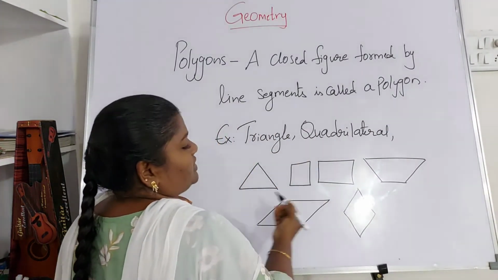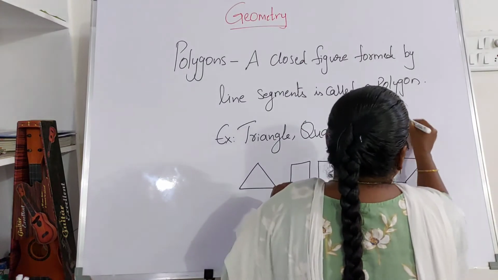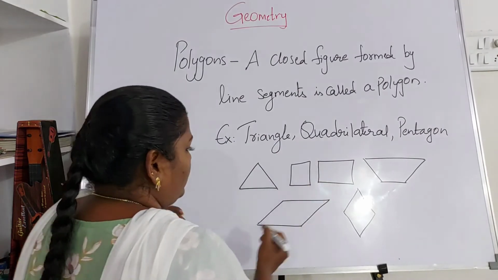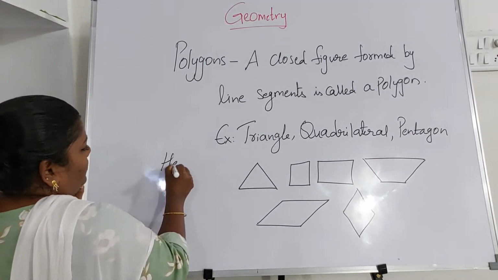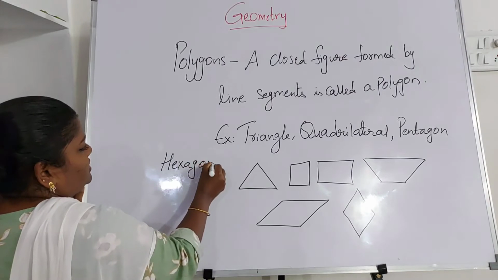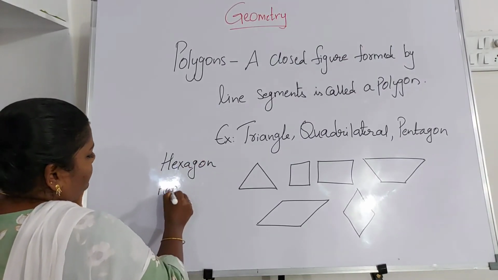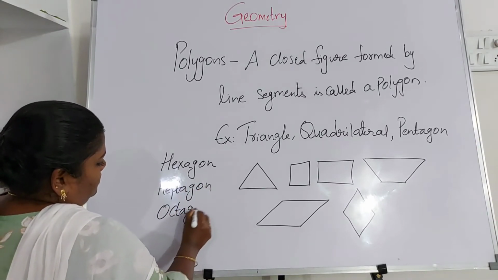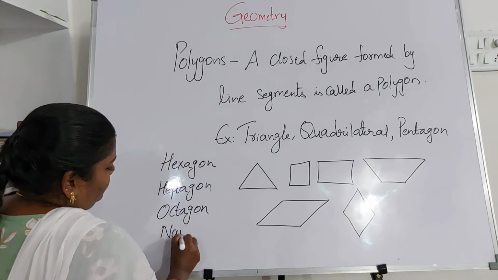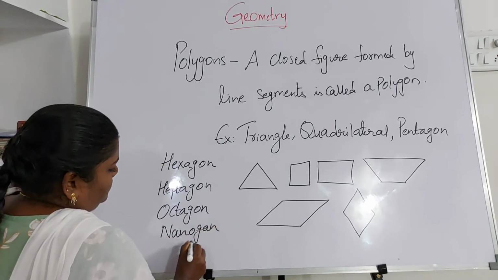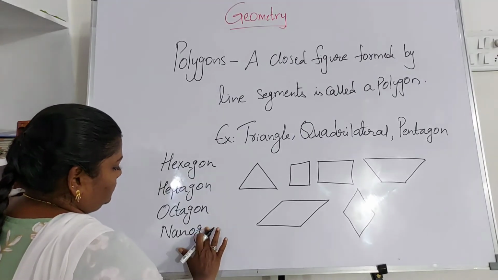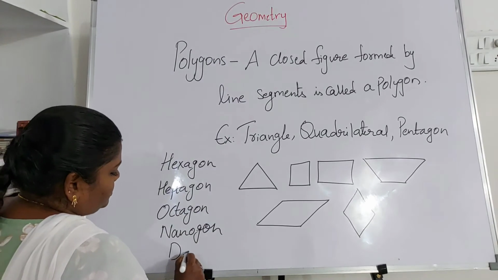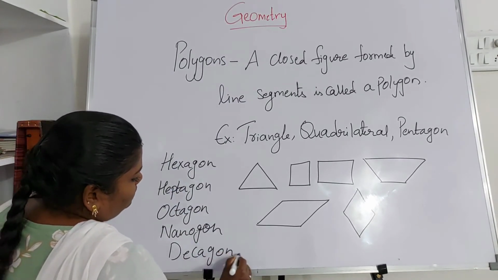So in the same way, a five-sided polygon is called a pentagon. A six-sided polygon is called a hexagon. Seven-sided is a heptagon, eight is an octagon, nine is a nonagon, and a 10-sided polygon is called a decagon, and so on.